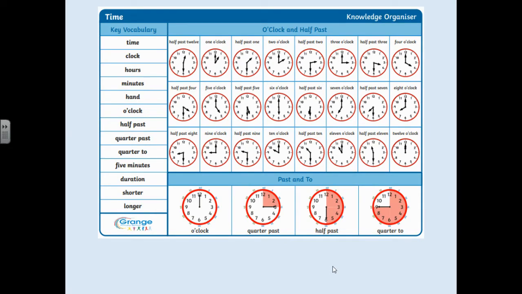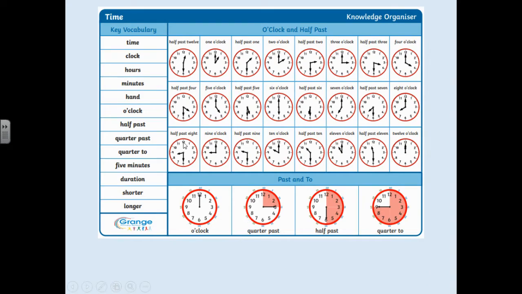Right, so I'm going to go through this knowledge organizer because it has most of the learning for this past 2 weeks. Okay, looking at the key vocabulary, we came across these words: time, clock, hours, minutes, hand, o'clock, half past, quarter past, quarter to, 5 minutes, duration, shorter and longer.